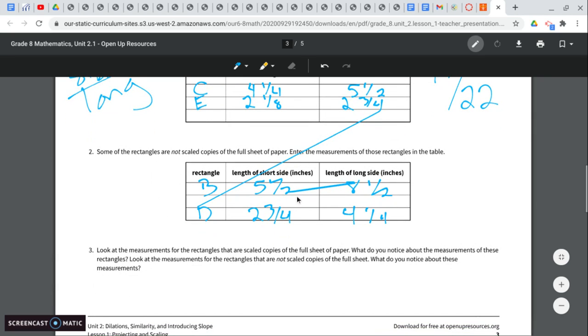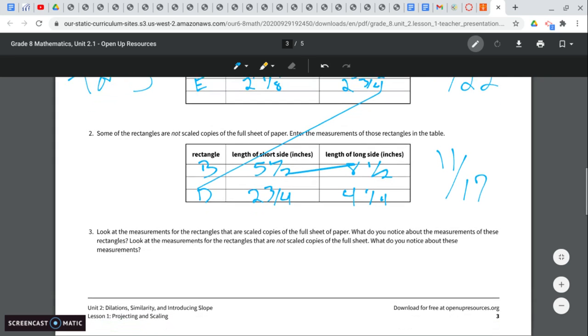The same is true down here. If we look, 5 1/2 divided by 8 1/2 and 2 3/4 divided by 4 1/4, it's going to be 11/17. So the quotients are the same. But if we think about it in terms of the whole thing, they're different. So this is why B and D are not scaled copies of A, because their quotient is different between the two sides.